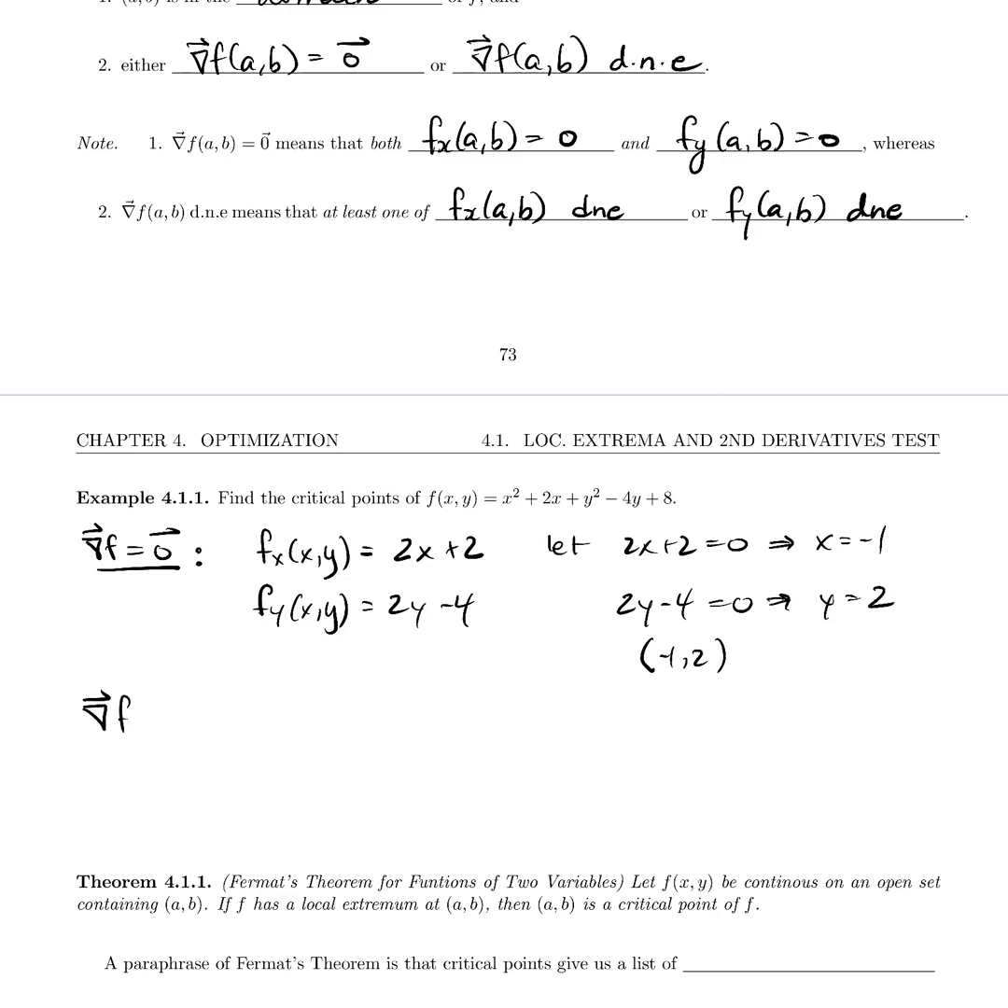Places where the gradient does not exist, well, this is a polynomial, there are none. Therefore, the point (minus 1, 2) is the only critical point.